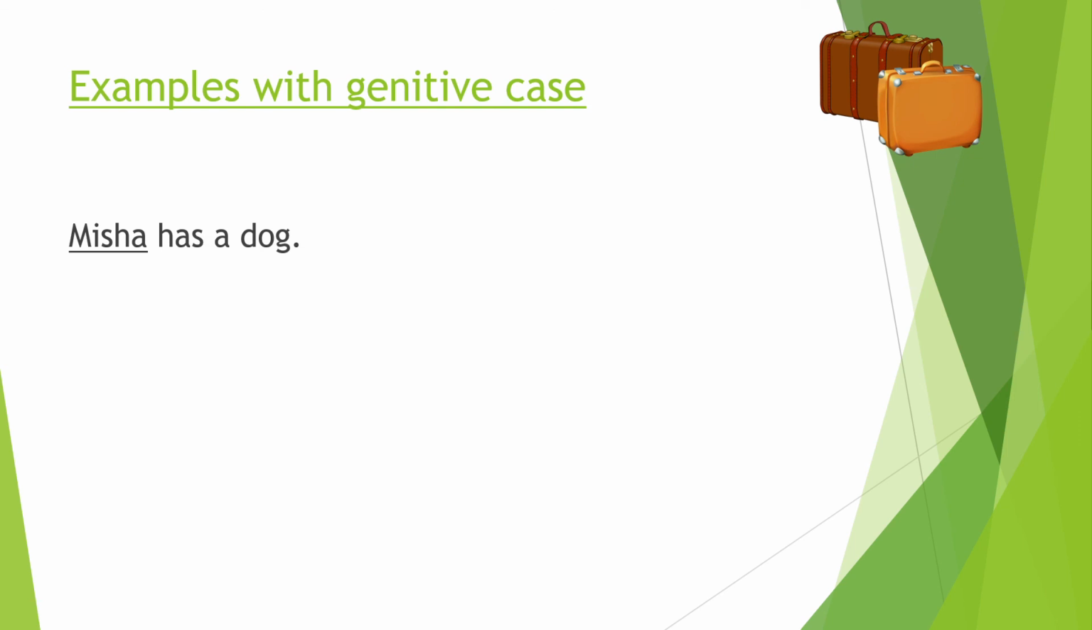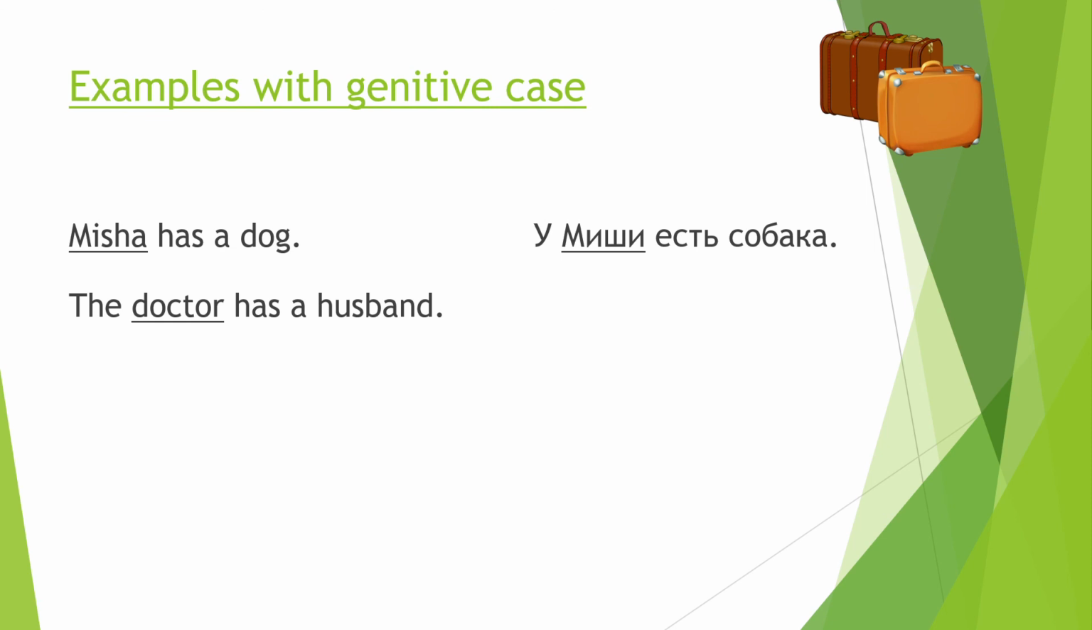Misha has a dog. So remember, we usually use this in the possession format. У Миши есть собака. And dog is just in the nominative case. The doctor has a husband. У врача есть муж.